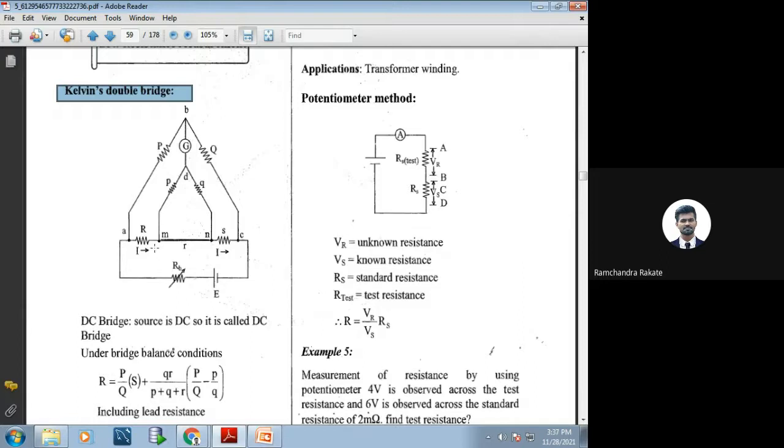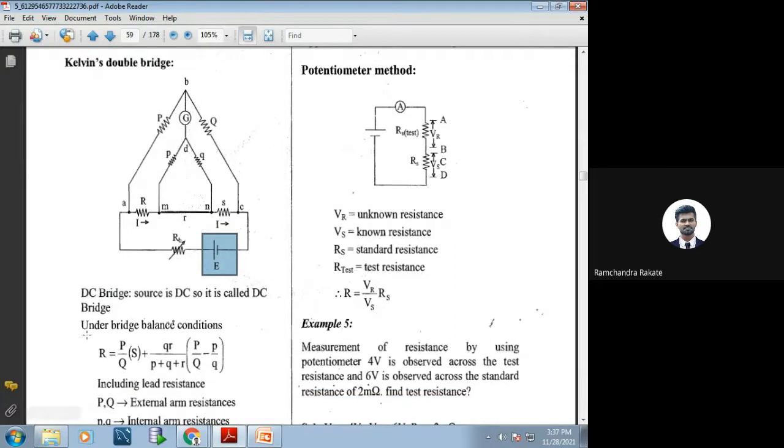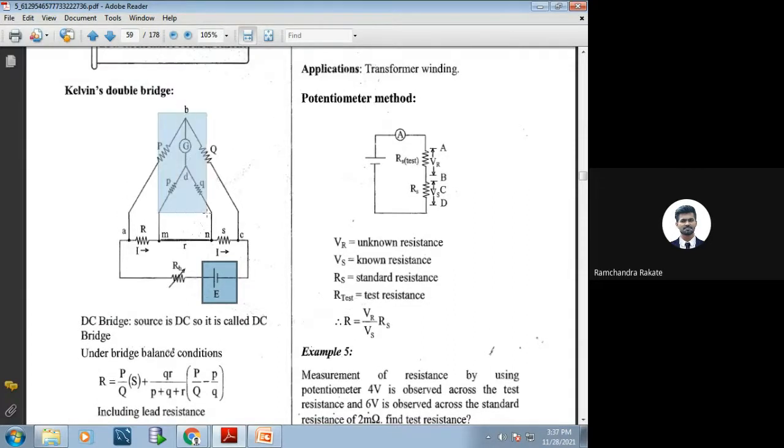In the previous one, what we observed is that the unknown value of resistance is given, and we are comparing it with the standard, known value. This was the perception. Now if you are using this for the DC bridge, your source will be a battery. So this source is a DC, called a DC bridge. Under this DC bridge condition, when we are forming any bridge, there is a role of the galvanometer. When it shows null deflection, it means that your bridge is now balanced.